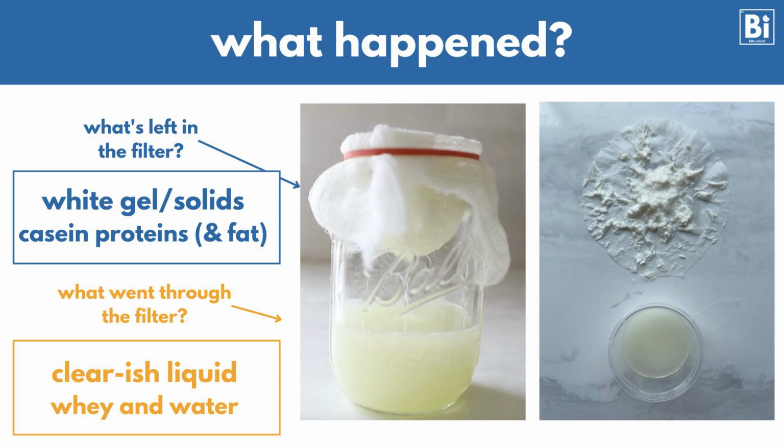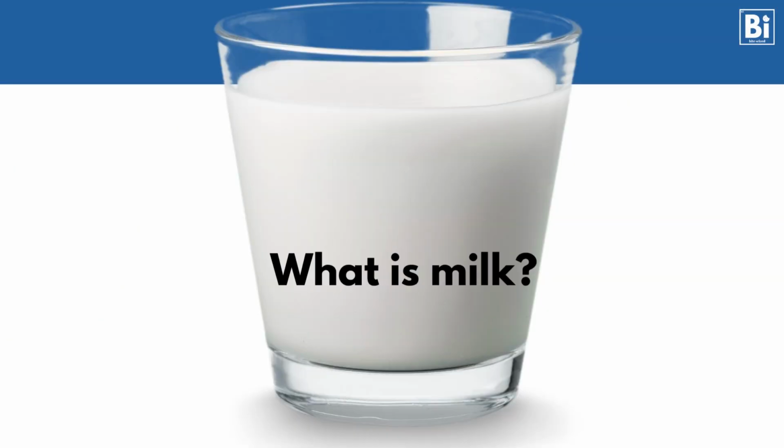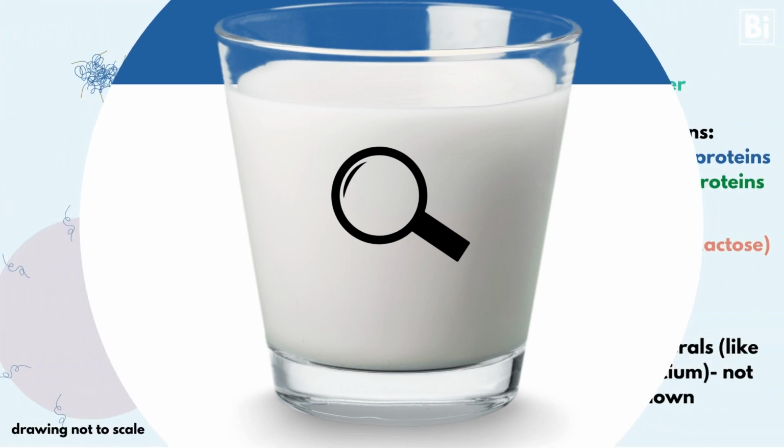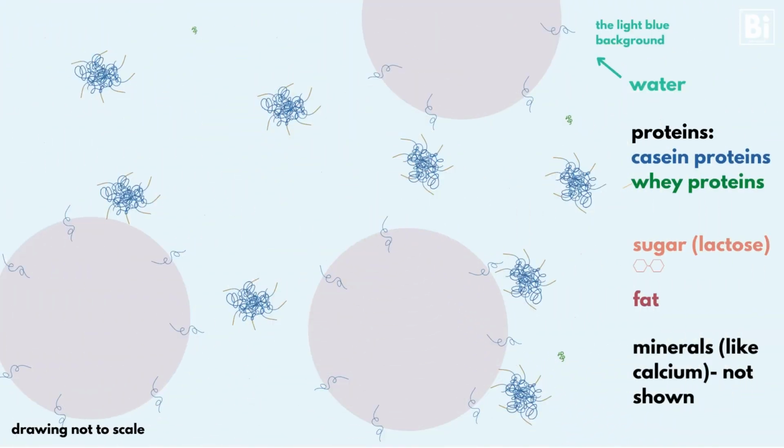So you might be wondering what in the world those are. So let's actually go back and fully understand what milk is. If we were to zoom into milk and look at the particles that make up milk, we'd see a variety of things. We'd see water. Actually, about 87% of milk is water. So we'd see a lot of water molecules.